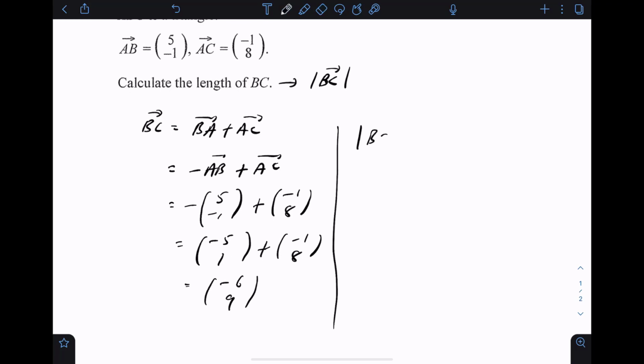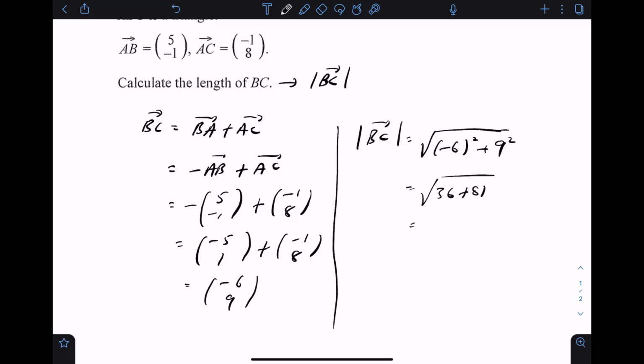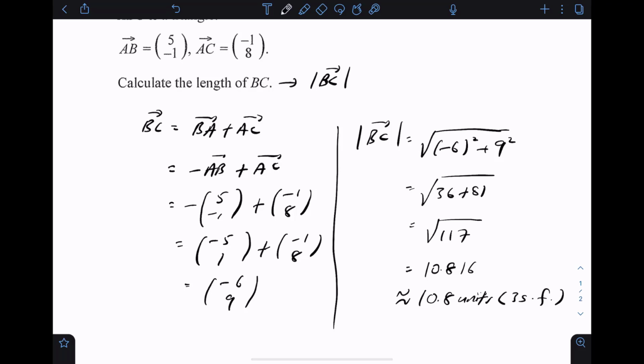us to find the magnitude of BC. So we do a square root, negative 6 squared plus 9 squared, and this will be the square root of 36 plus 81. 117, so square root 117, and that will be 10.816. Round this off to 3SF, 10.8 units. Okay, this is to 3 significant figures. Final answer for this question, 10.8 units.